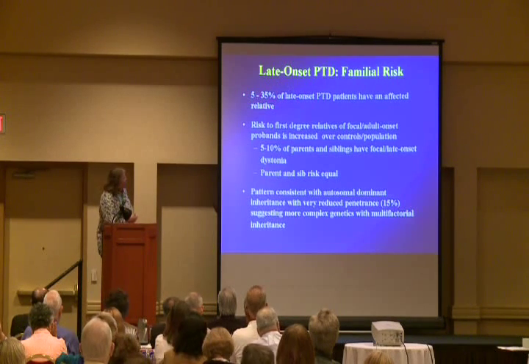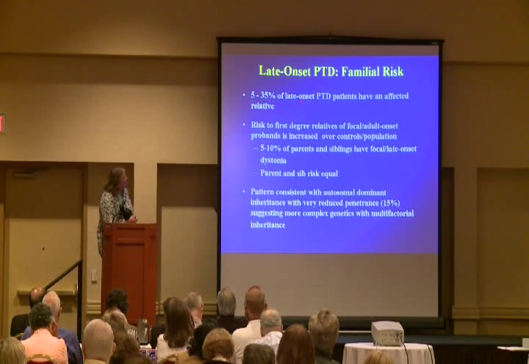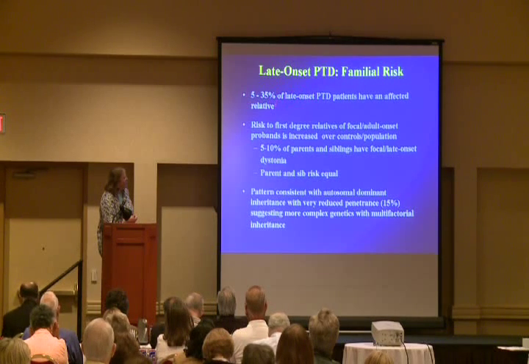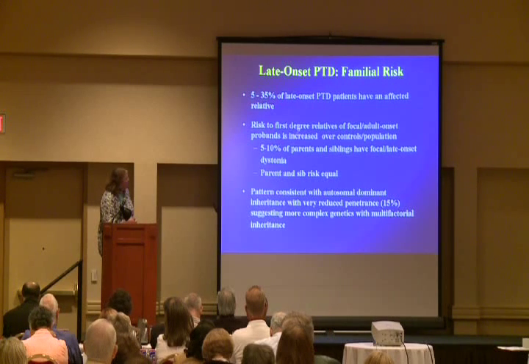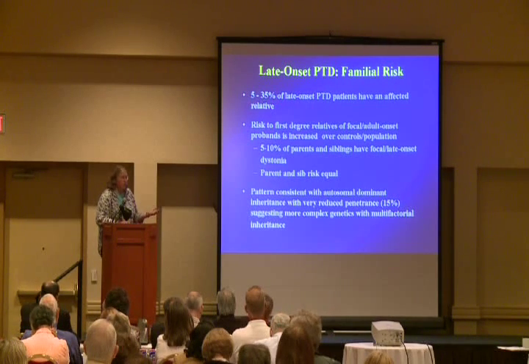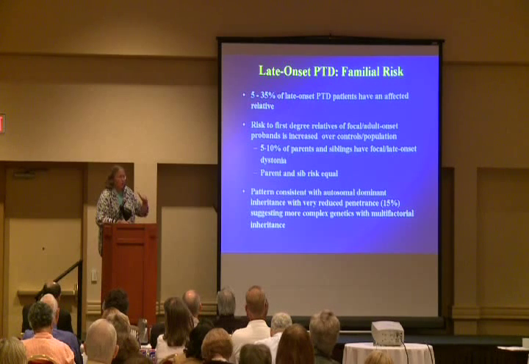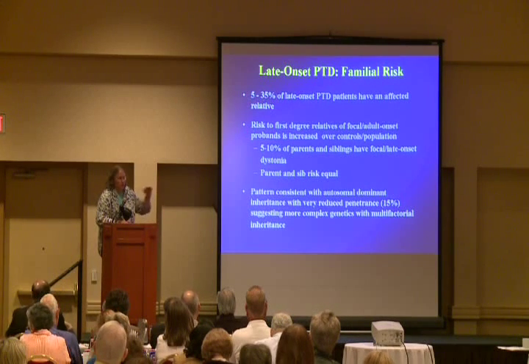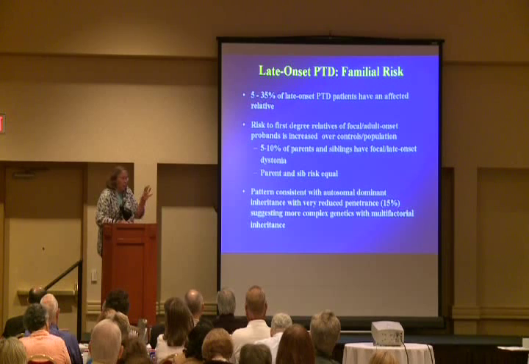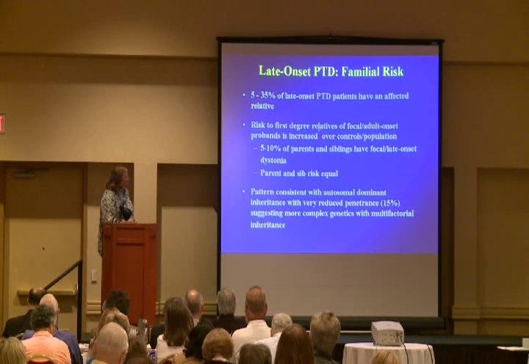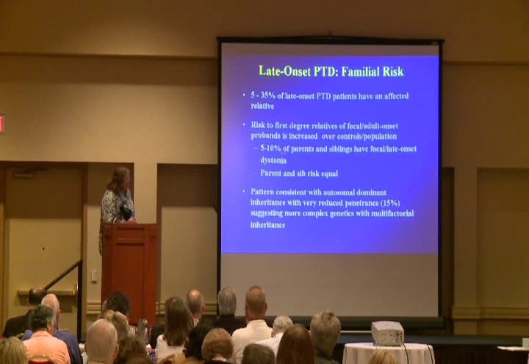So we see that some percentage of relatives of late-onset patients also have dystonias. And then we look at what we call first-degree relatives. So your first-degree relatives are your children, your brothers and sisters, and your parents. Okay, so your first-degree relatives are the ones that are most closely related to you. And we ask, what's the risk in first-degree relatives of seeing another person with focal dystonias? And it turns out that the risk in parents and in siblings is about the same.